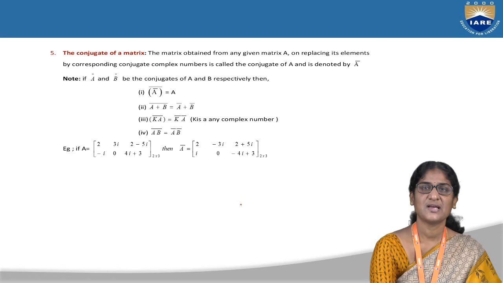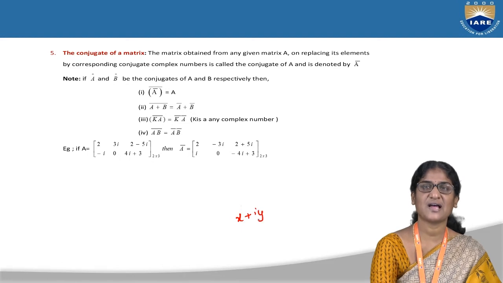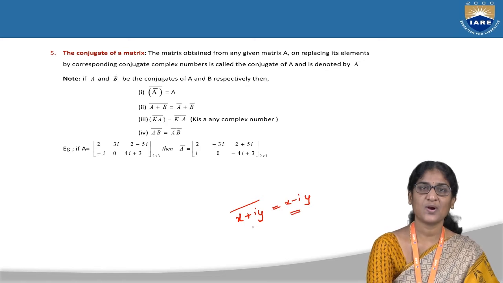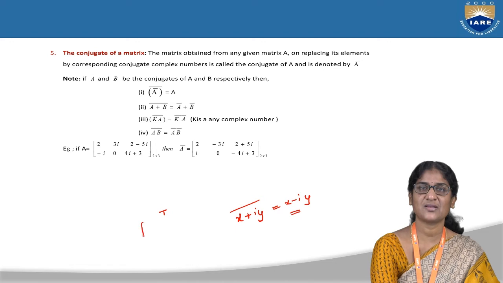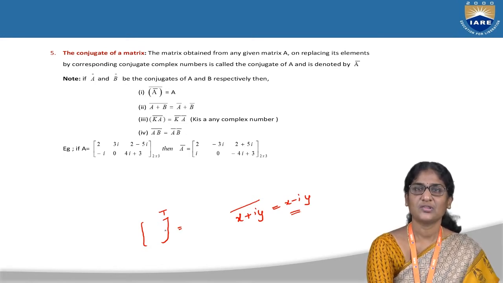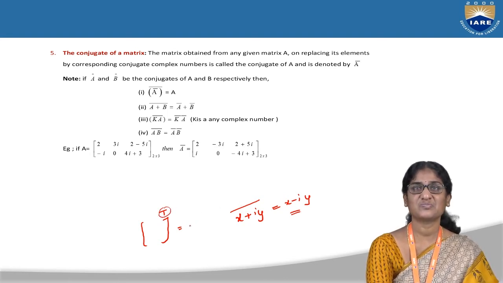In complex numbers, suppose you have x plus iy; its conjugate is represented by x plus iy whole bar, which is equal to x minus iy. So the conjugate is an operation done on elements, and transpose is an operation done on matrices. A matrix transpose is obtained by interchanging its rows and columns, right? The combination of transpose and conjugate is the conjugate transpose of the given matrix.